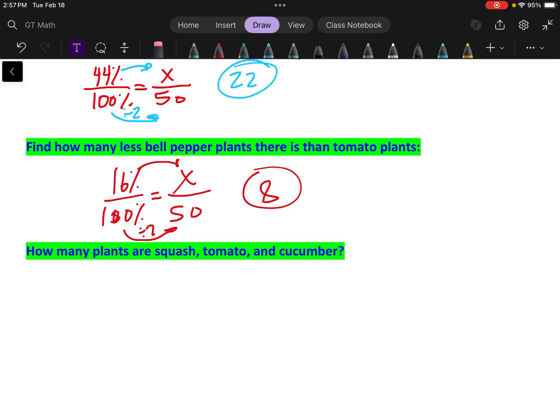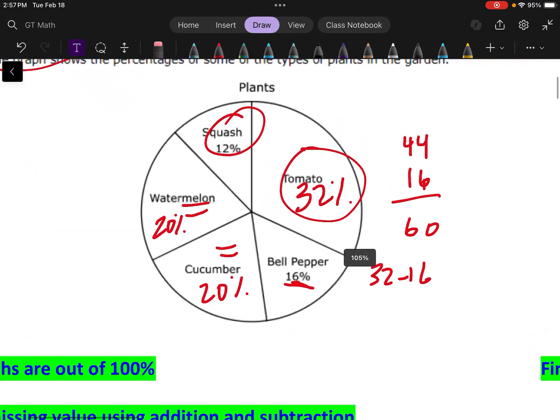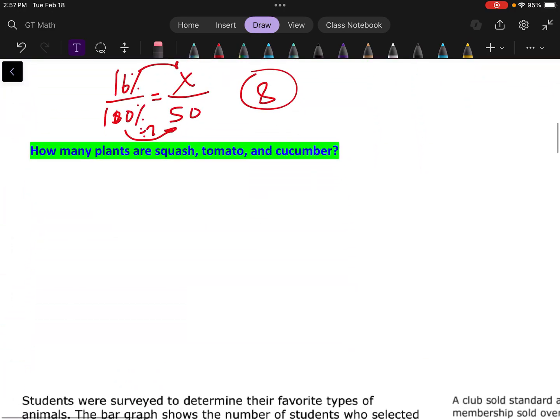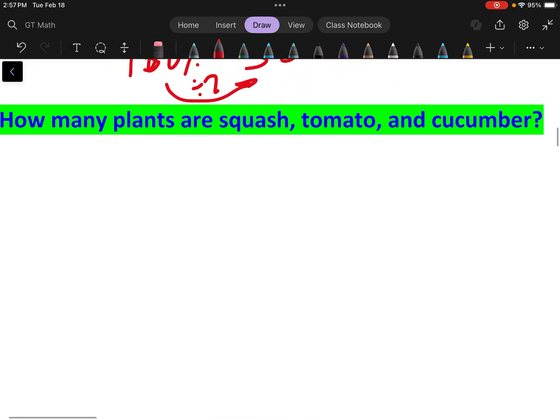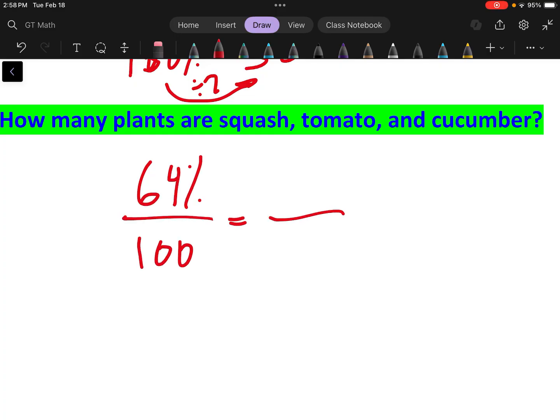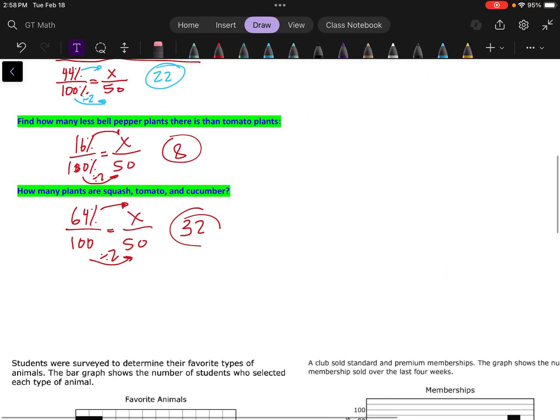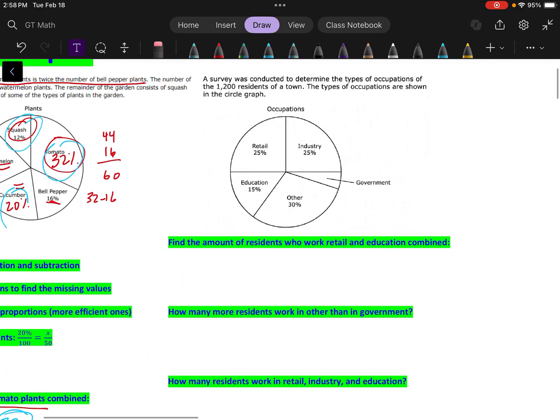How many plants are squash, tomato, and cucumber? So instead of setting up 3 proportions, I'm going to add them all together. Squash, tomato is 44 plus cucumber, 64. So that would be 64% out of 100, and I have a total of 50. So divide by 2, divide by 2, and I'm going to get 32. So 32 plants. So a lot of this is just setting up proportions.